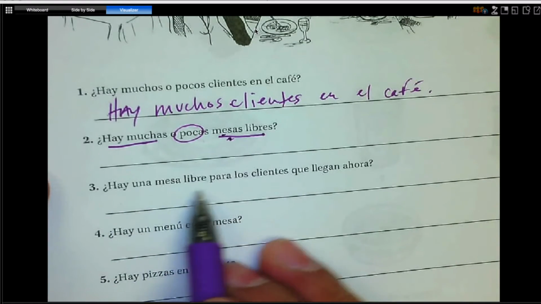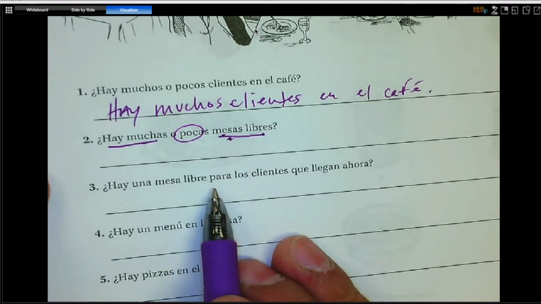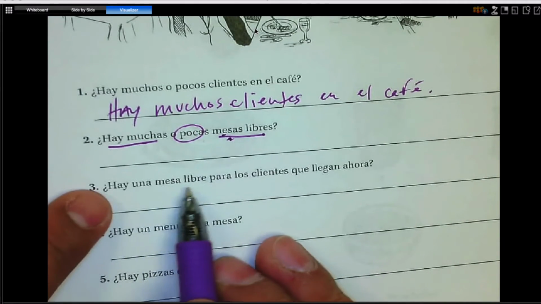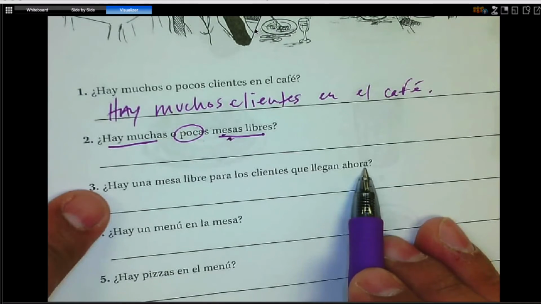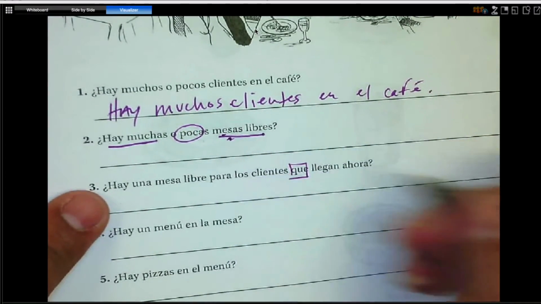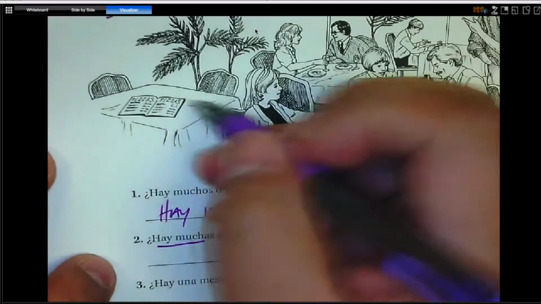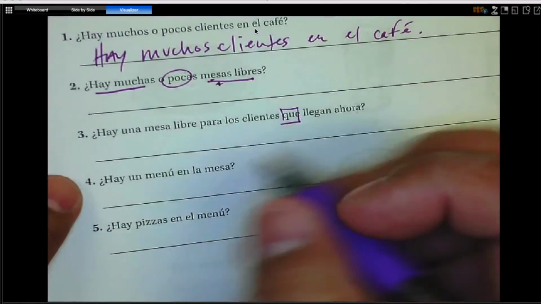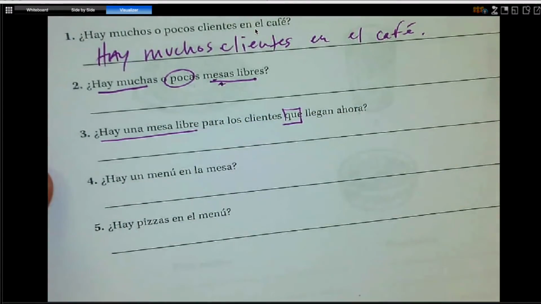Hay una mesa libre para los clientes que llegan ahora. Is there an open table for the clients that arrive now? Right? This word means that. So then you would say, sí, there is an open table, right? So there is one. If you look at the picture, yes, there is one. So then you would say, sí, hay una mesa libre.